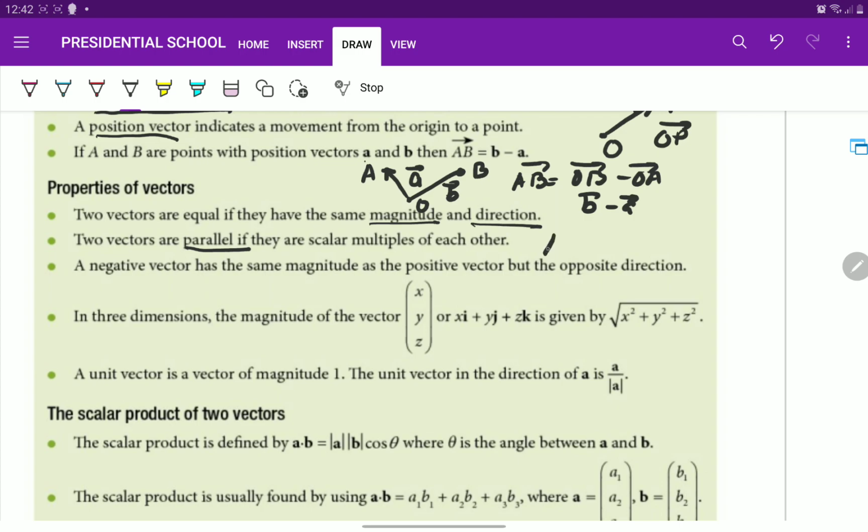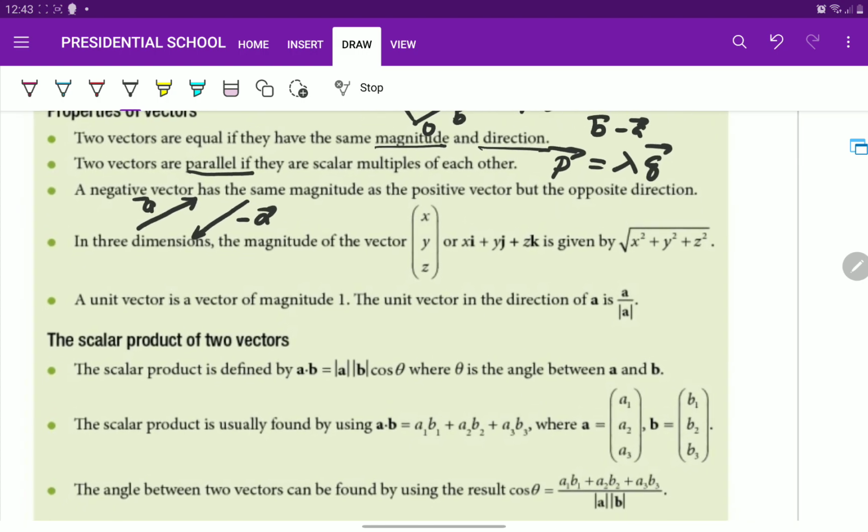Parallel vectors are those wherein the direction can be expressed as a scalar multiple of the direction of the other line. A negative vector has the same magnitude as the positive vector but the opposite direction. Meaning to say, if this is your vector A, then the negative of A is this one. Okay? In 3 dimensions, the magnitude of the vector xyz is this. Similarly, in 2 dimensions, the magnitude is the square root of x squared plus y squared.